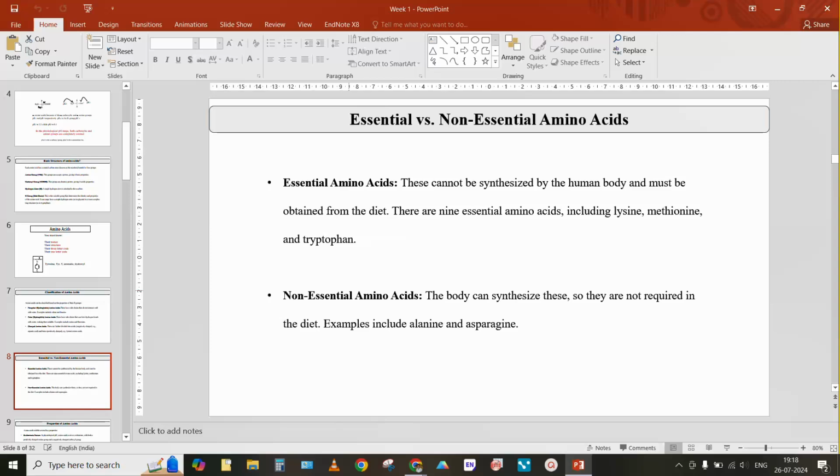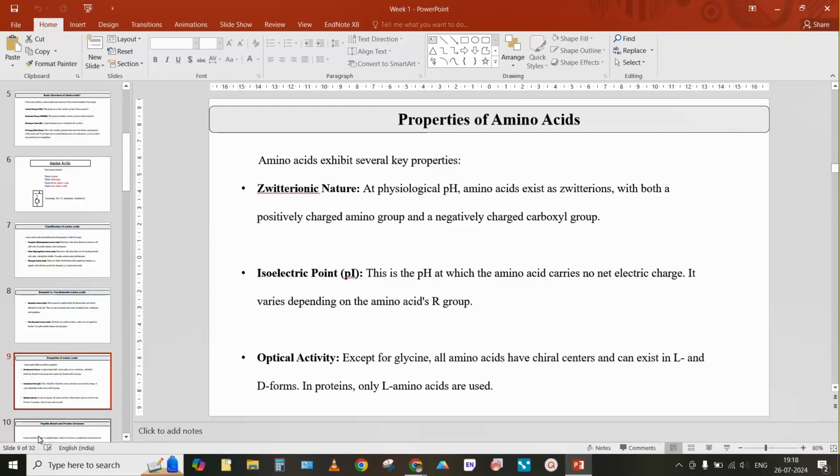On the other hand, non-essential amino acids can be synthesized by the body, so they are not required in the diet. Examples include alanine and asparagine. Now we'll cover the properties of amino acids. Amino acids exhibit several key properties. The first property is zwitterionic nature.